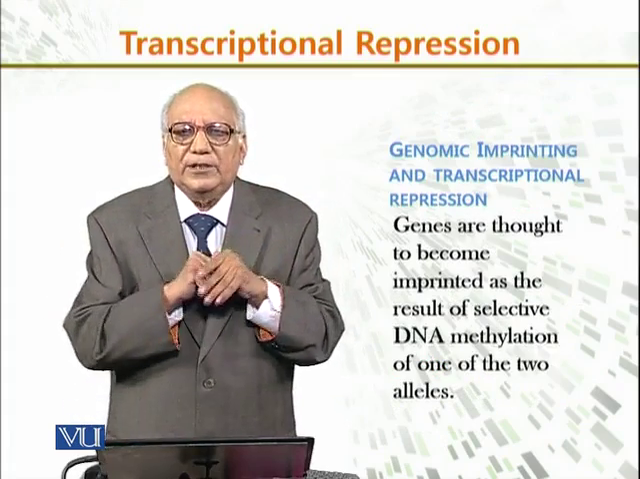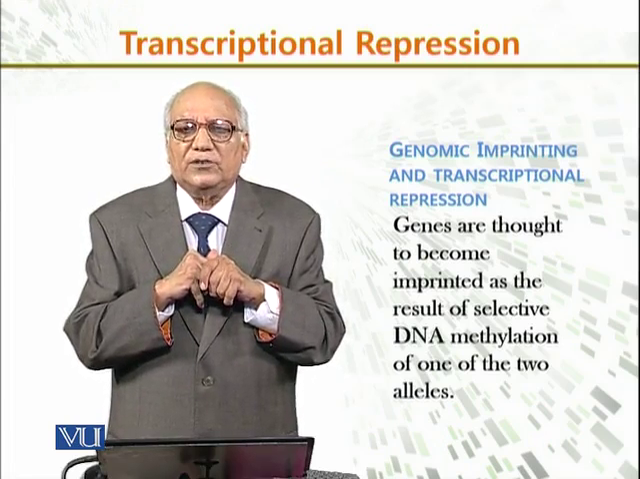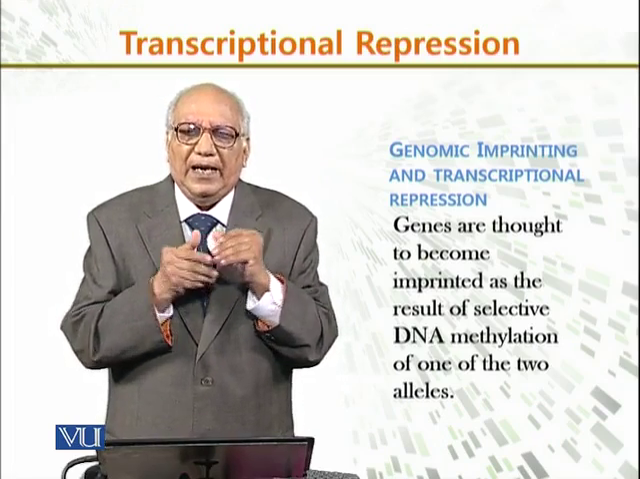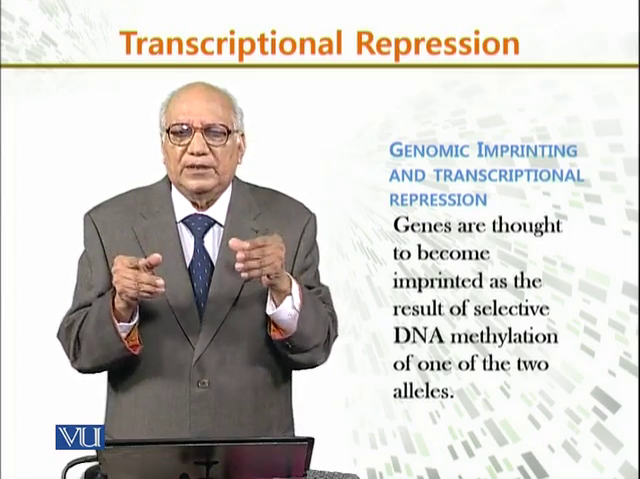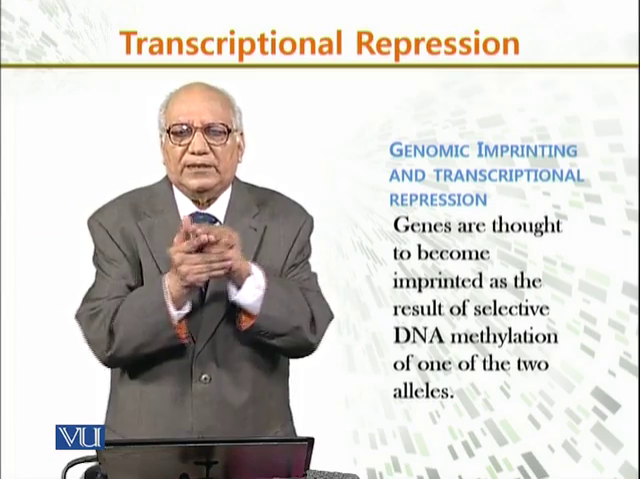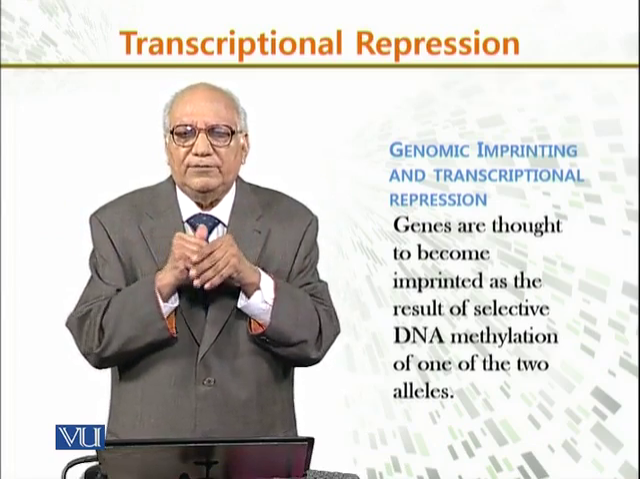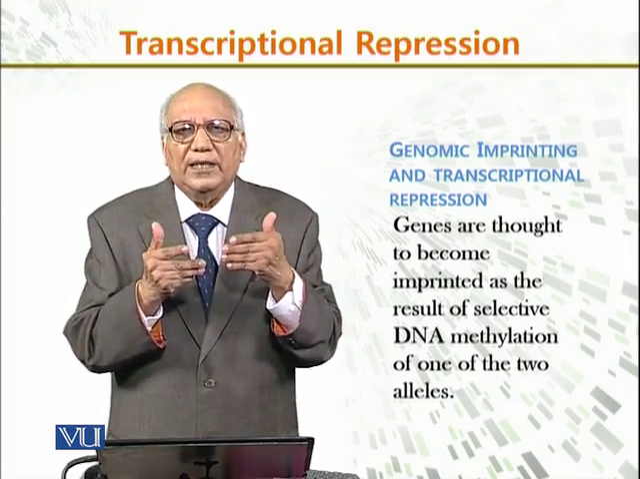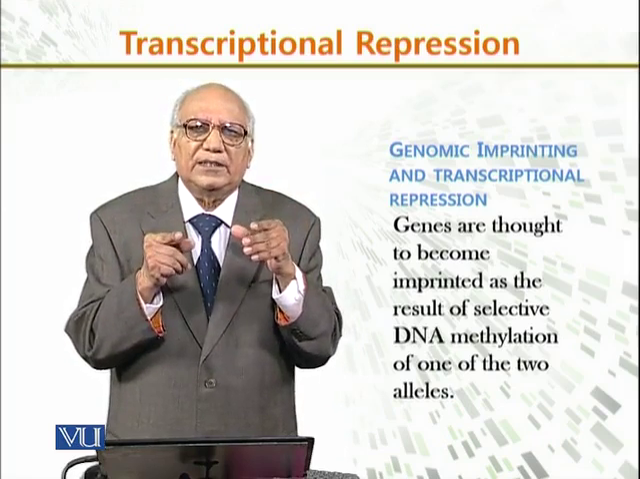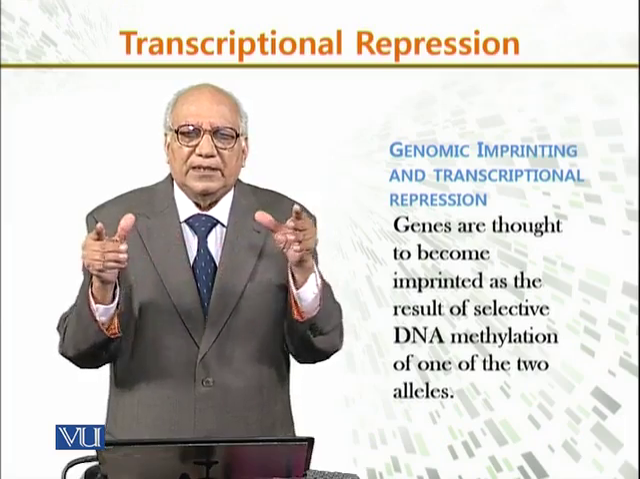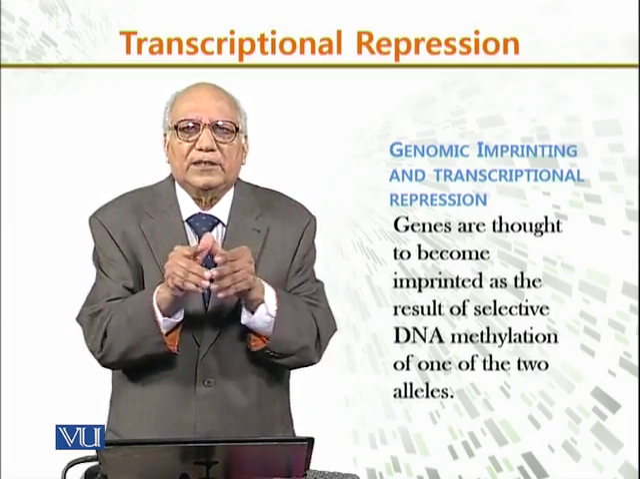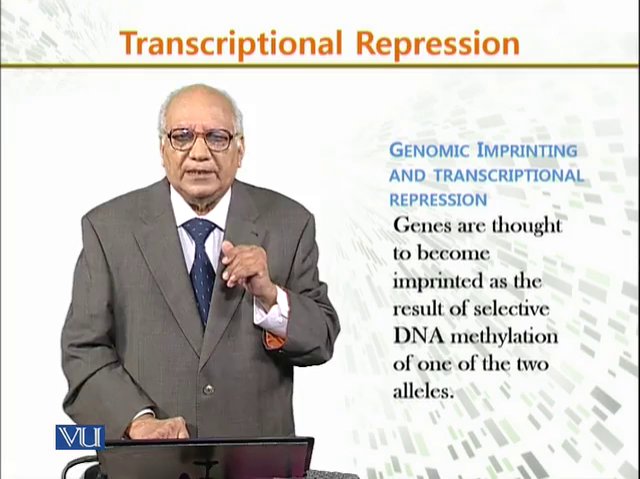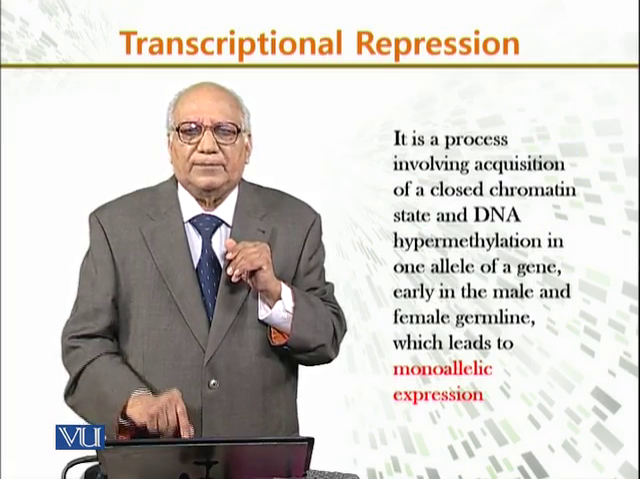And genomic imprinting and transcriptional repression is also an important mechanism there, where genes are thought to become imprinted as the result of selective DNA methylation of one of the two alleles. एक या दो allele जो हैं, when they are selectively methylated, then they are imprinted. एक दूसरे को वो जिस तरह imprint नहीं होता वो बन जाता है, and that is genomic imprinting and transcriptional repression.